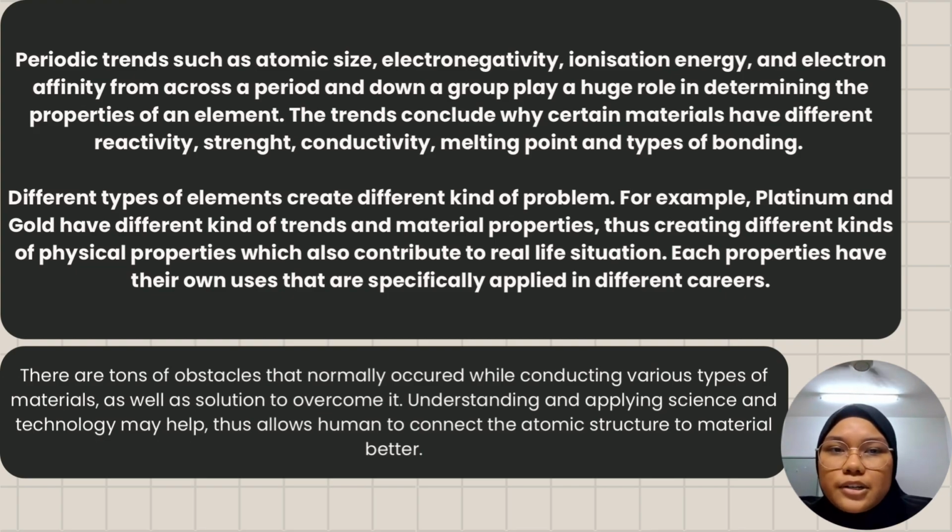Different types of elements create different kinds of problems. As an example, platinum and gold. The two have different kinds of trends, thus creating different kinds of physical properties, which also contribute to real life situations. Each property has its own uses that are specifically applied in different areas.